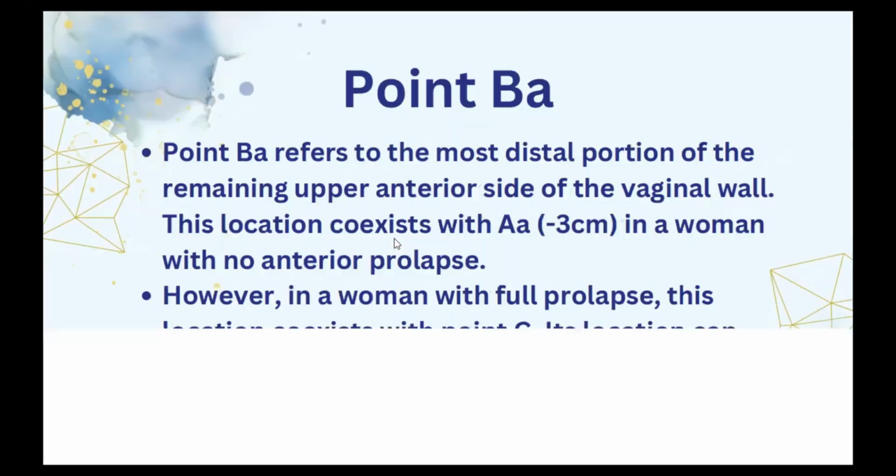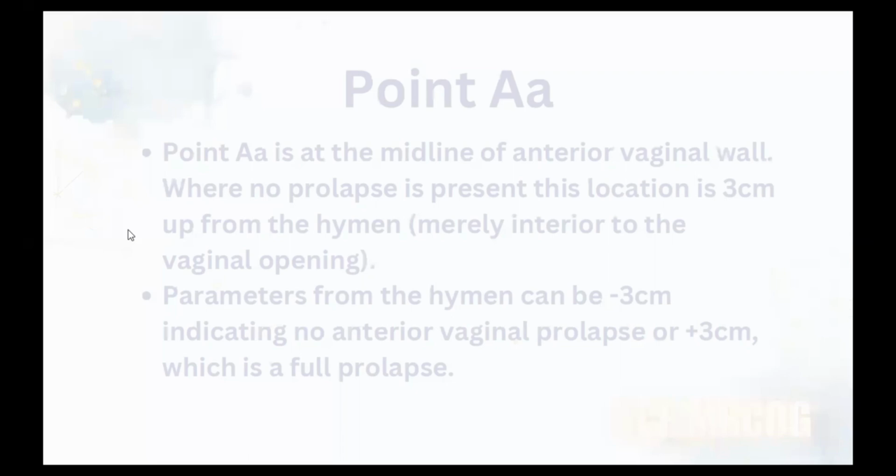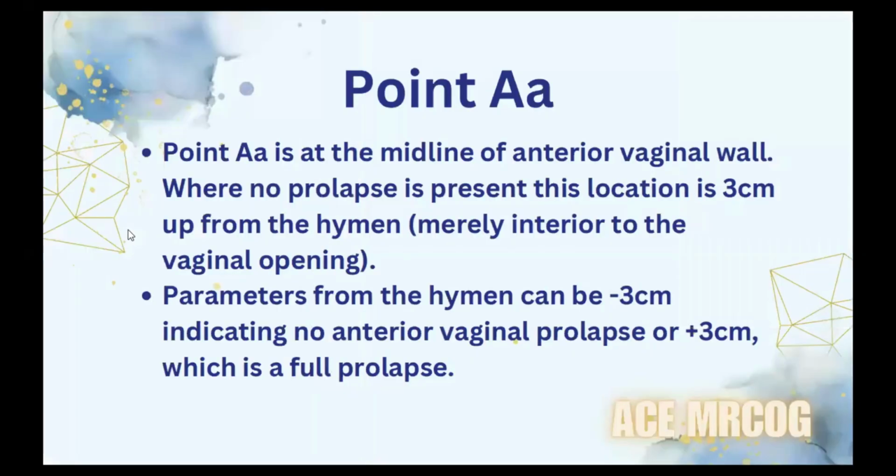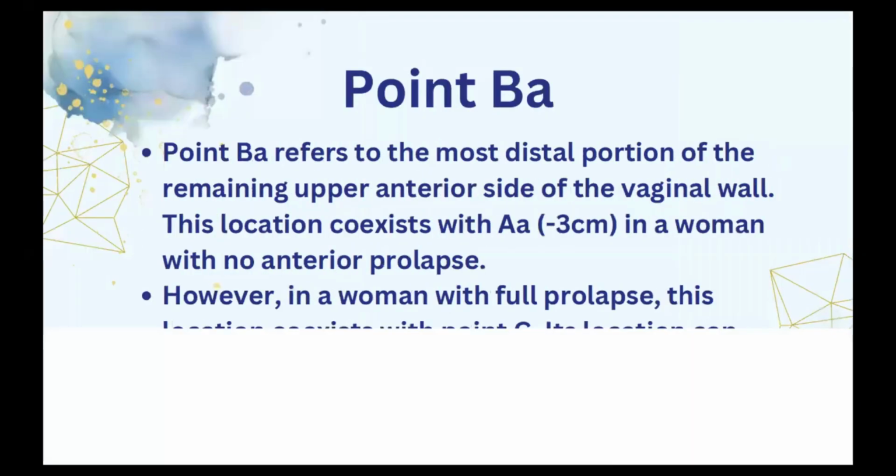Okay, so then comes the point BA. You know what BA was? This was BA. Let me show it again, please. BA refers to the most distal portion of the remaining upper anterior wall, and its value is also -3. Where there is no prolapse, this point is usually -3.